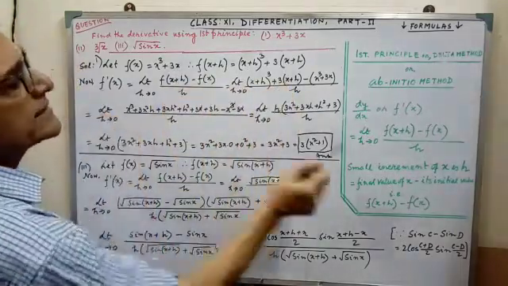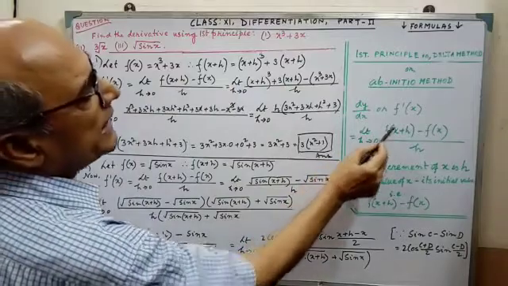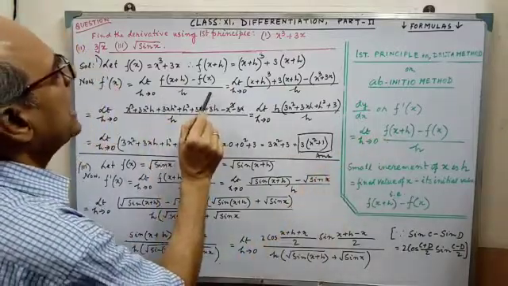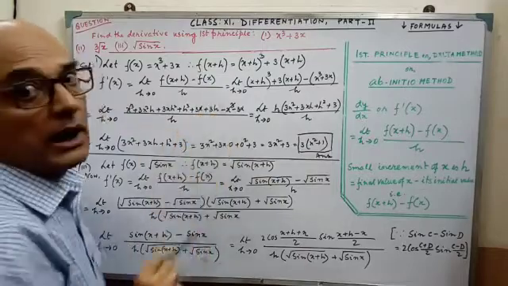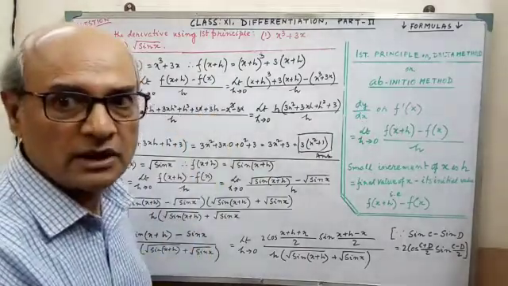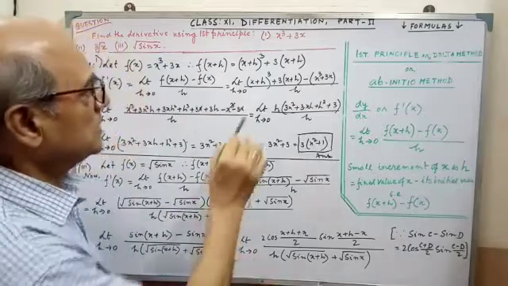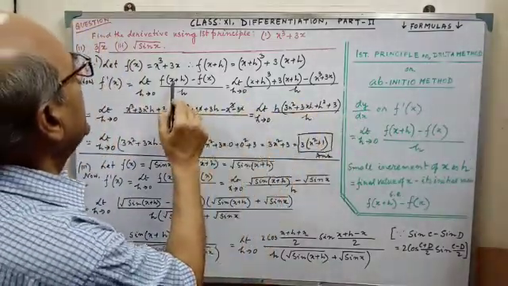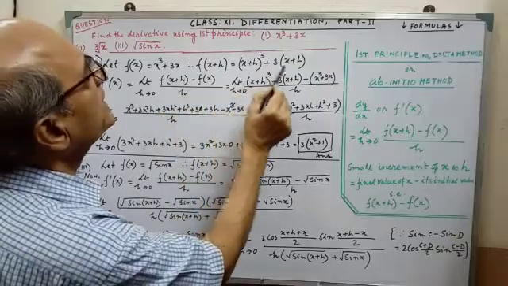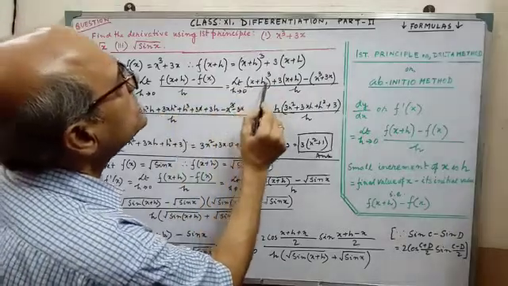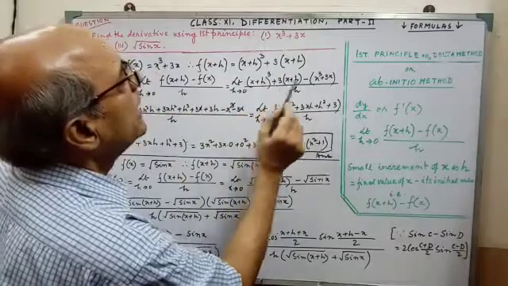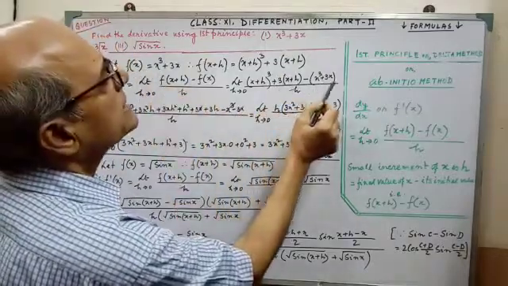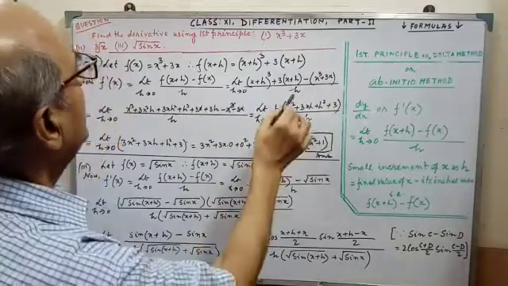Now f dash x, this is the formula you have to write. Just I have written the formula. You have to write the formula before putting the value. Now in x plus h, we are getting this value, just we have to put. Next f(x), that is x cube plus 3x, minus x cube plus 3x, by h.